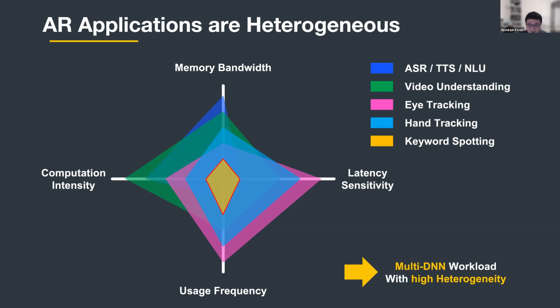So the bottom line here is that we have many different applications and all rely on DNN models, and they have very different characteristics, which makes the multi-DNN workload actually heterogeneous. So multi-DNN workloads often come with high heterogeneity, as you can see from the examples here.